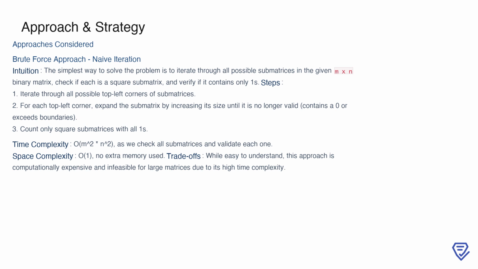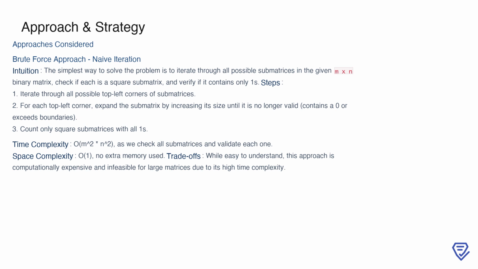To start, the brute force approach relies on a simple but computationally expensive idea. The intuition is straightforward. We iterate through all possible submatrices in the given binary matrix and check if each is a valid square submatrix containing only ones. The process involves identifying the top left corner of potential submatrices, then expanding their size step by step until we either encounter a 0 or exceed the matrix boundaries. For every valid square submatrix we find, we increment our count.